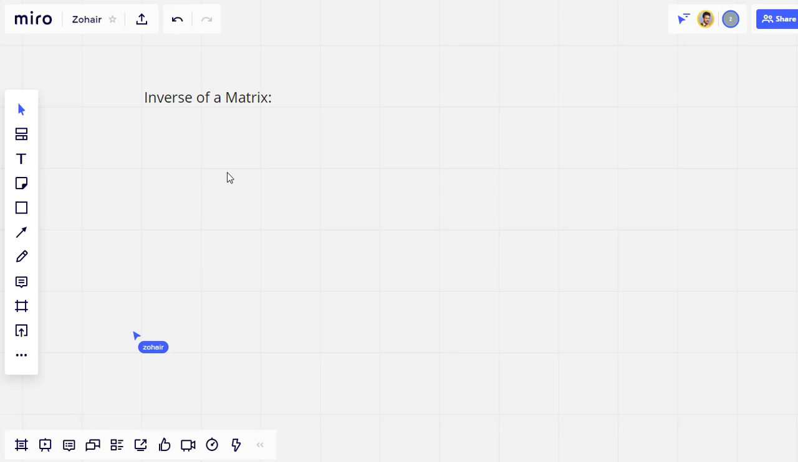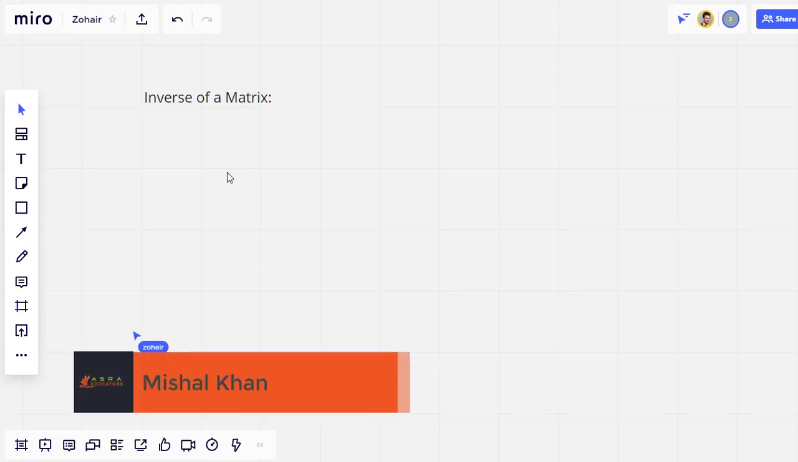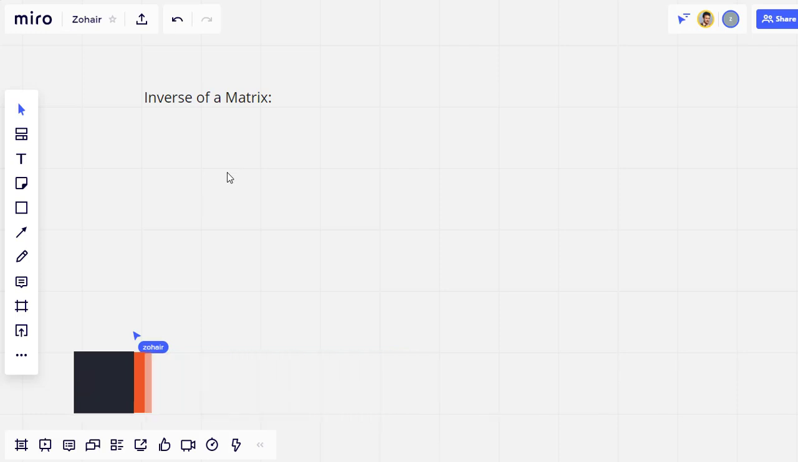Alright, so today we are going to work on a new topic, that is inverse of a matrix. There are two main concepts that you need to learn. One is identity of a matrix, the other one is inverse of a matrix. Identity is of two types and inverse is also of two types.